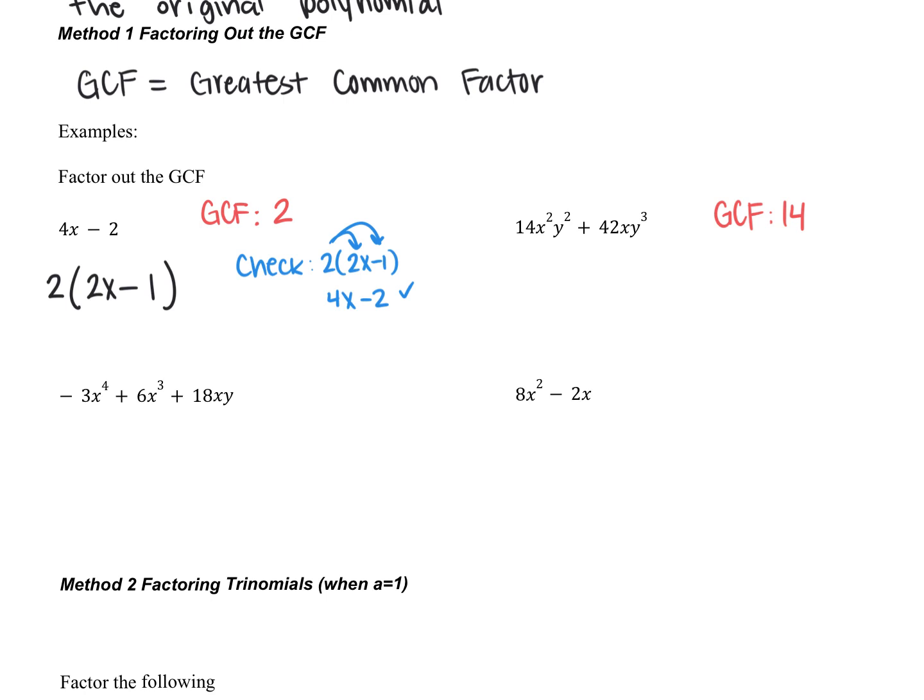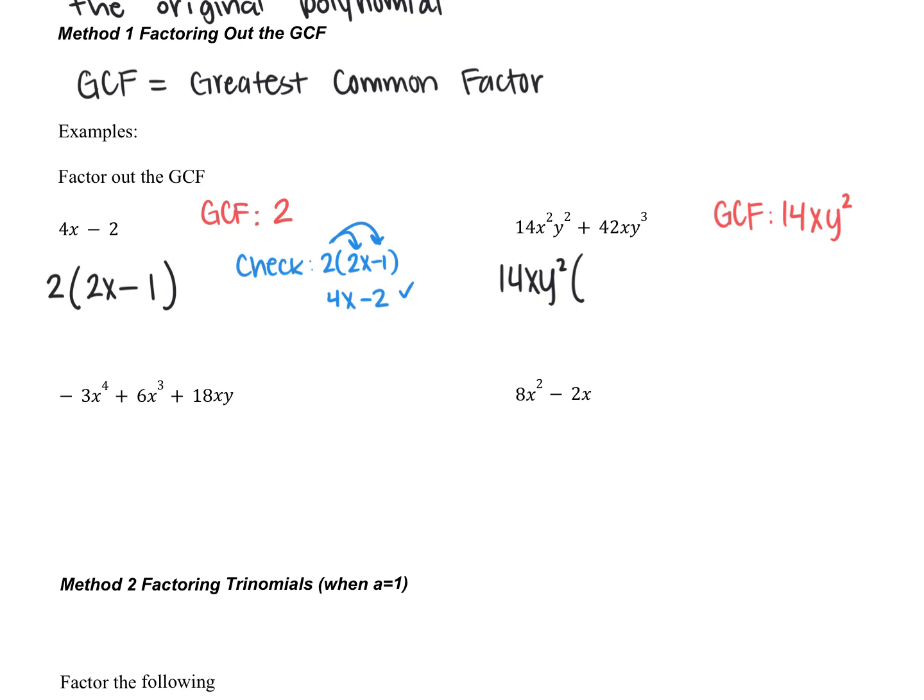Then you move on to your variables. When you're looking at your variables, you have to take the smallest of the exponents. So for my x's, I have an x squared and an x. So the only thing they have in common is 1x, because that's the smaller. Then y squared and y cubed, I can factor out a y squared. So I'll have 14xy squared in front.